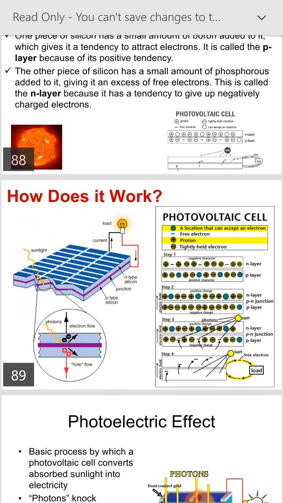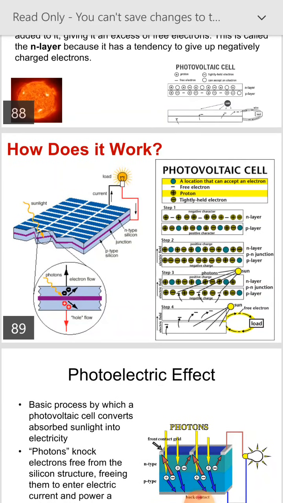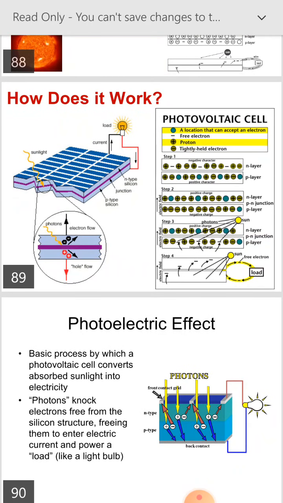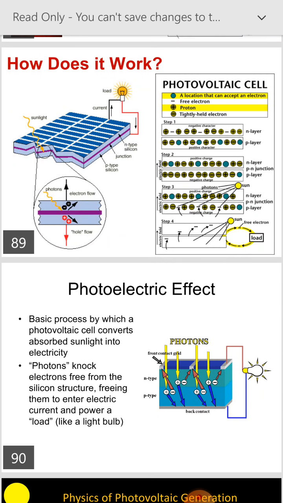The figure shows the working of a photovoltaic cell. The photoelectric effect is the basic process by which a photovoltaic cell converts absorbed sunlight into electricity. Photons knock electrons free from the silicon structure, freeing them to enter an electric current and power a load.